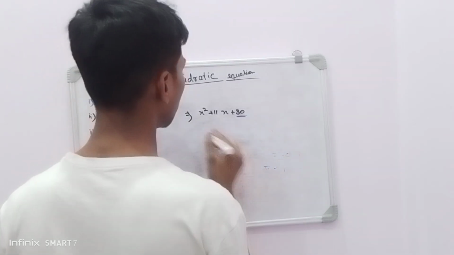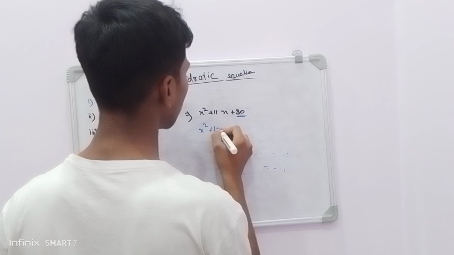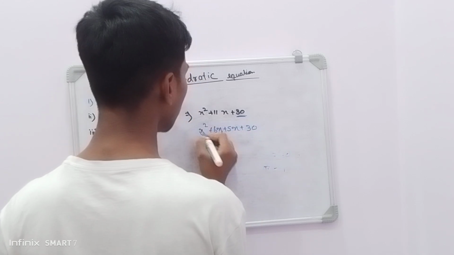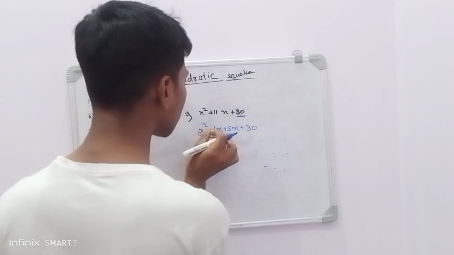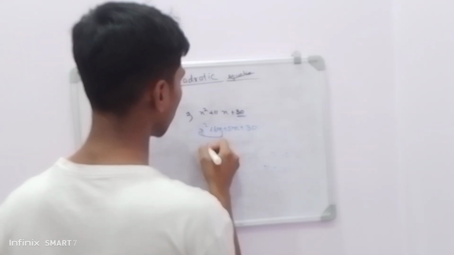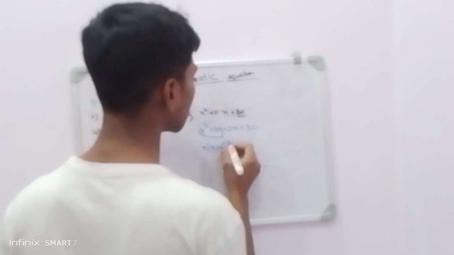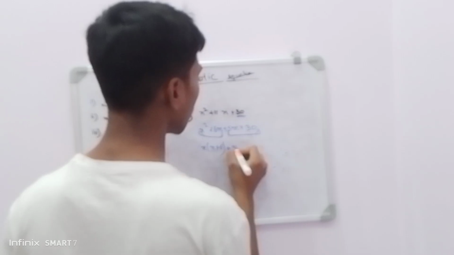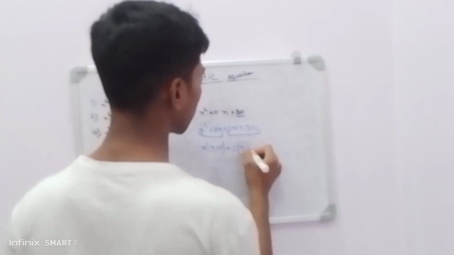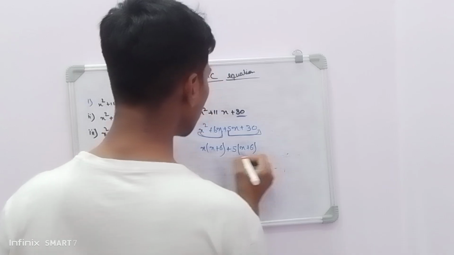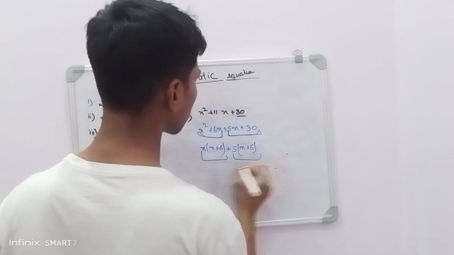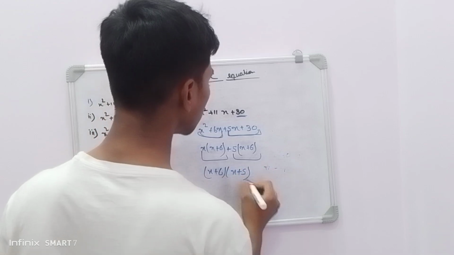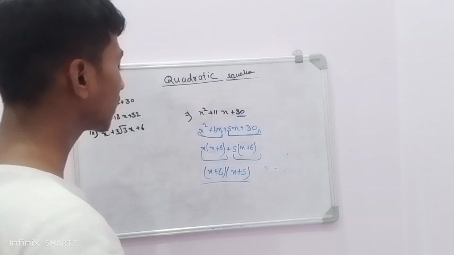So right here, x square plus 6x plus 5x plus 30. And what is the common here? The common here is x, because x is in both the terms. So right here x, and x plus 6 remains. And in these two terms, we have 5 as a common. So right here x plus 6. And what is the common in these two different terms? x plus 6 is the common, and here we have x plus 5. So this is how you could solve a quadratic equation.